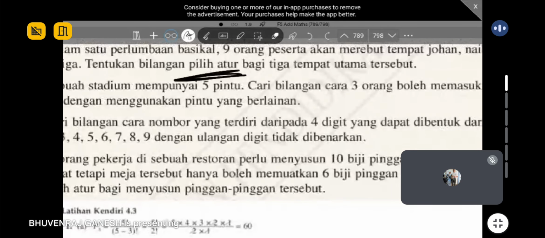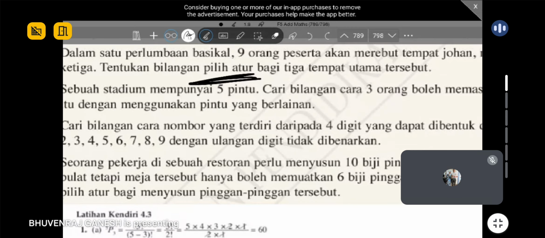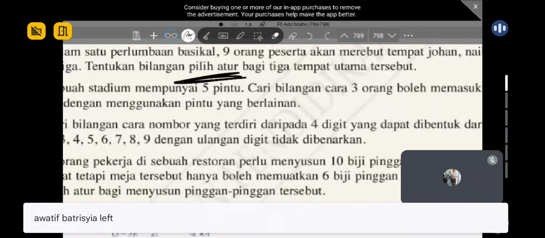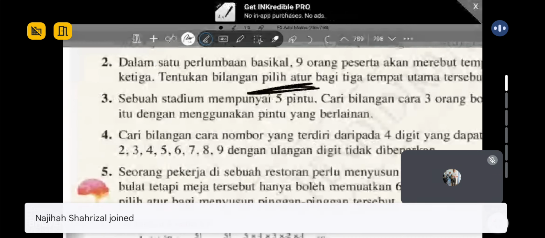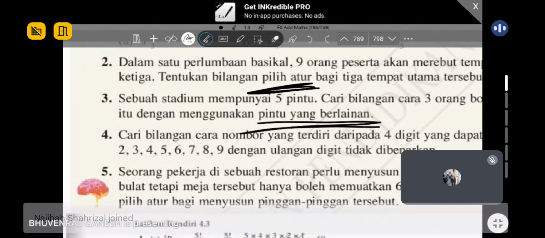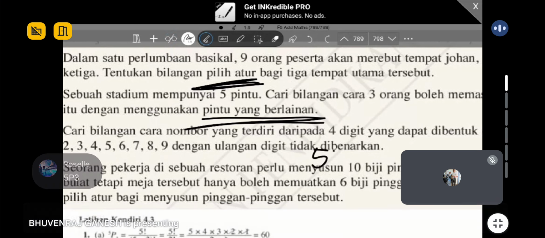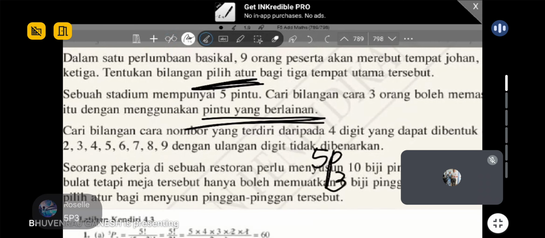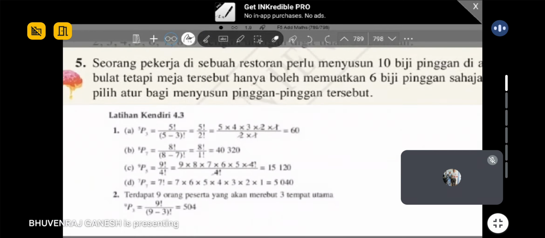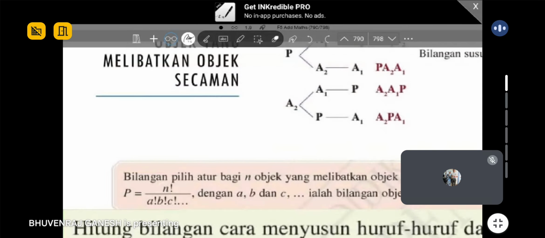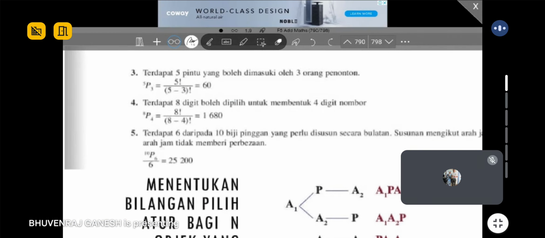Okay, so this one, they say a stadium has 5 doors. They ask you how many ways 3 people can enter the stadium using different doors. Guna pintu berlainan. So berapa banyak cara, guys? How should I do this? This one also very simple, straightforward. You can directly use, what is it? 5P3. Yes. That's all. Then you can get the answer already. All right. So the answer is this one. You no need to show working. You directly get it. Okay, the answer is 60.